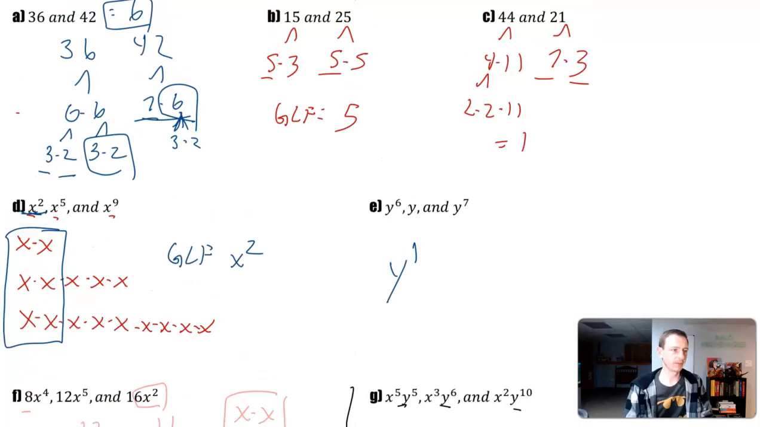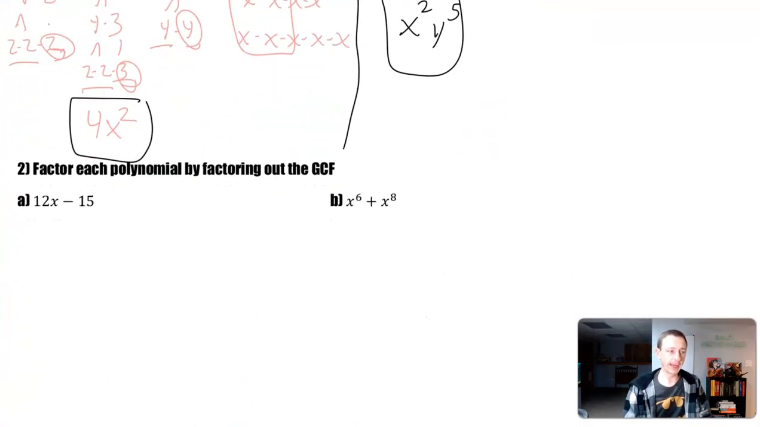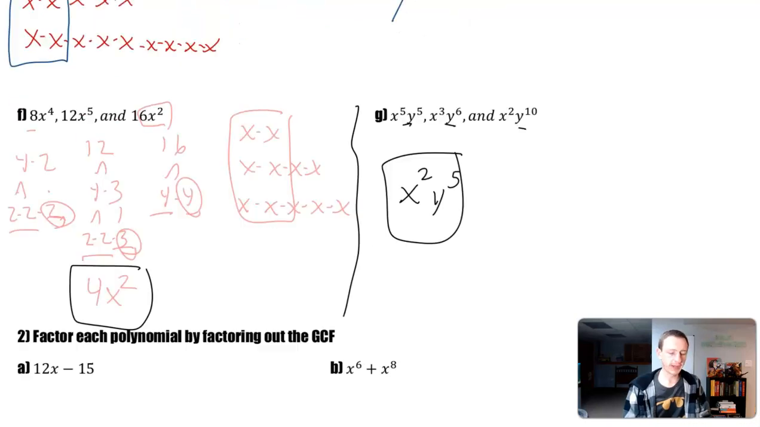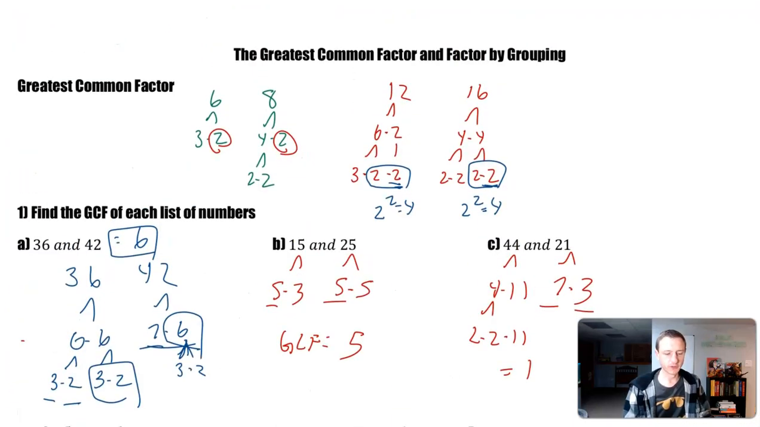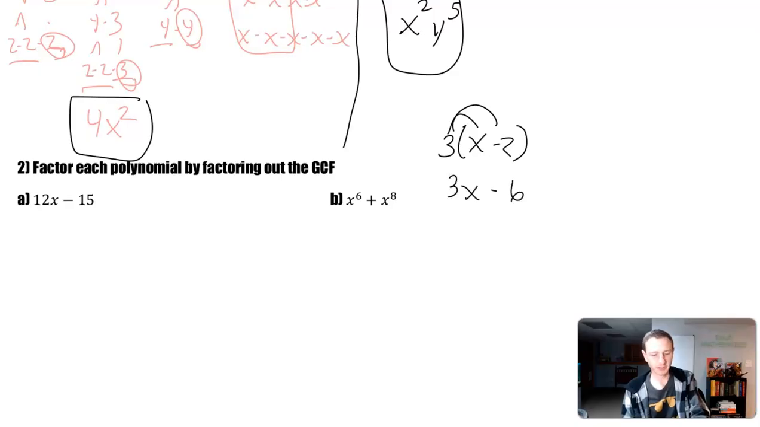That's the main concept, is finding the GCF. Now we're going to get into factoring each polynomial. Factoring each polynomial is doing the opposite of the distributive property. So let's do this down here. If I had 3 times x minus 2, what we would do is distribute. 3 times x is 3x. 3 times 2 is 6. So we have 3x minus 6.